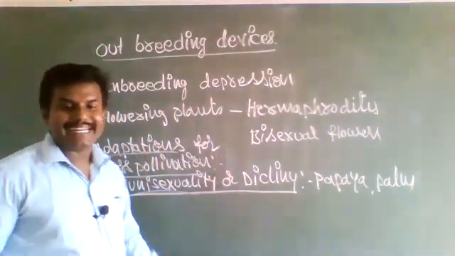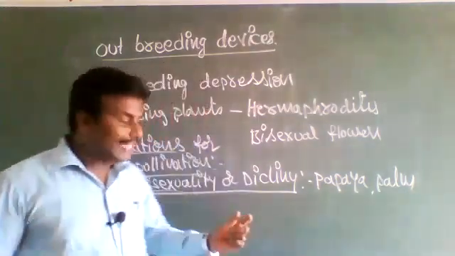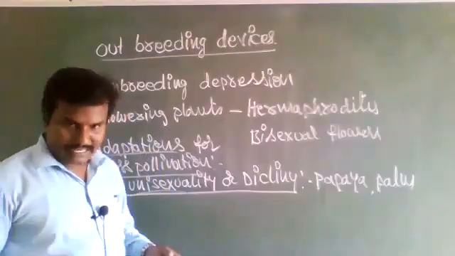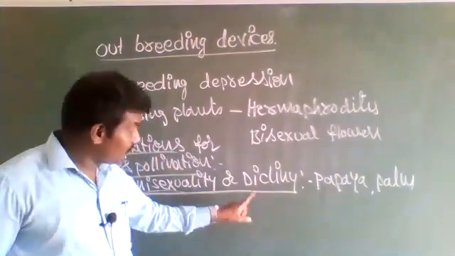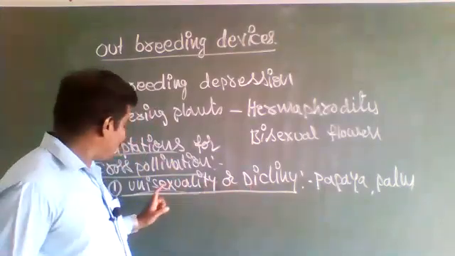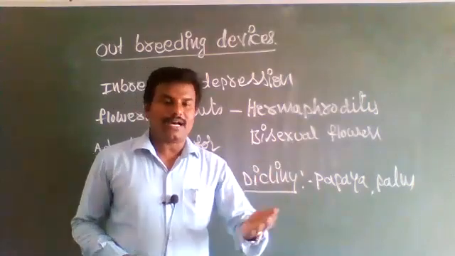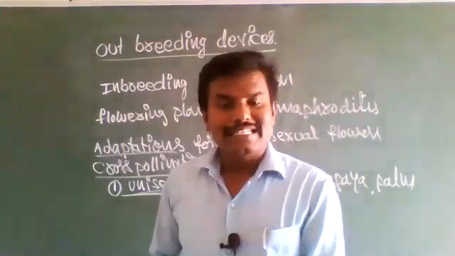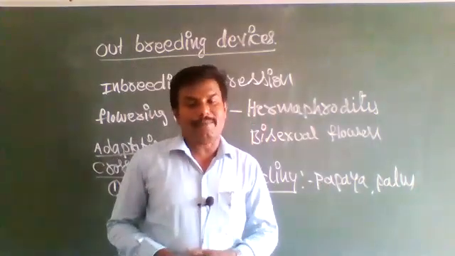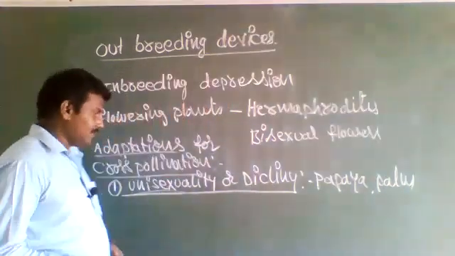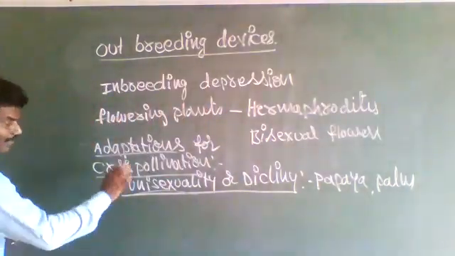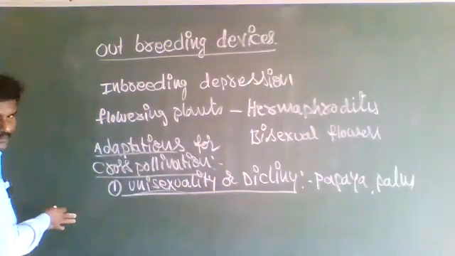It is also called dicliny. Actually, the word dicliny is not given in our NCERT book, but in objective discussion they will also ask it. So unisexuality is nothing but dicliny. Dicliny means the male and female flowers are on separate or different plants. This is one kind of adaptation for cross-pollination.